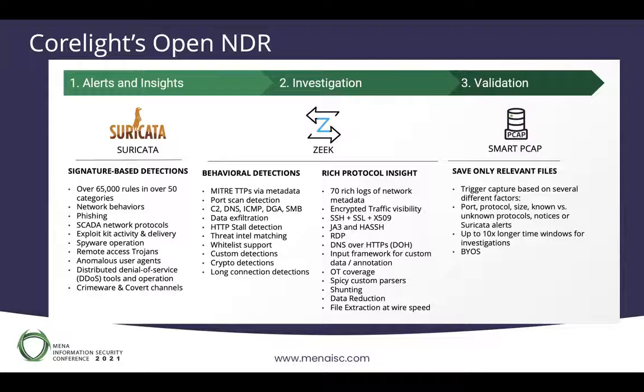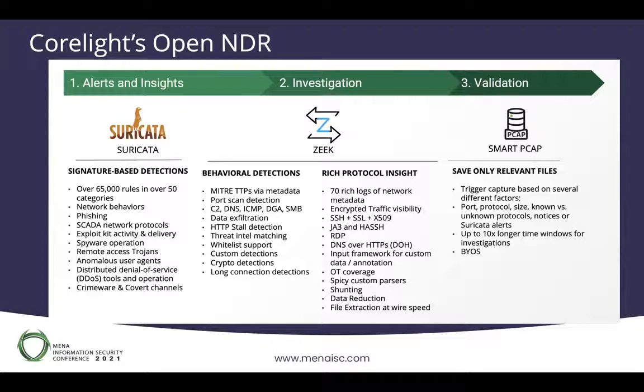Another key component that also sets us apart from our competitors is the signature-based detection engine built into the Corelight sensor. Suricata IDS engine, yet another extremely popular open source technology. The rules database comprises 65,000 rules in over 50 different categories and is updated daily by threat intelligence feeds to provide alerts into malware, phishing, C2, remote access Trojan, among others.